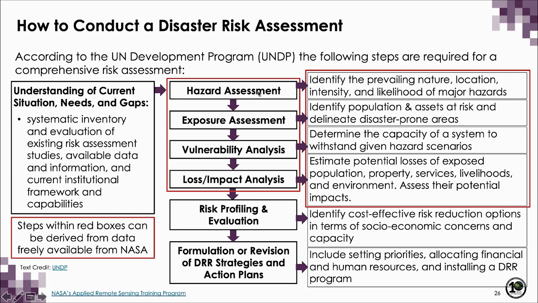It starts with hazard assessment. That means identifying the prevailing hazard, its location, intensity, and likelihood. It could be either single or multiple hazards, such as storm and flood, or landslide and earthquake. And then that leads to exposure assessment, which is identifying population and assets at risk and delineating disaster-prone areas. Also, vulnerability analysis, which requires determination of the capacity of a system to withstand given hazard scenarios. And loss and impact analysis, which requires estimation of potential losses of exposed population, property, services, livelihoods, and environment, and it assesses their potential impacts.